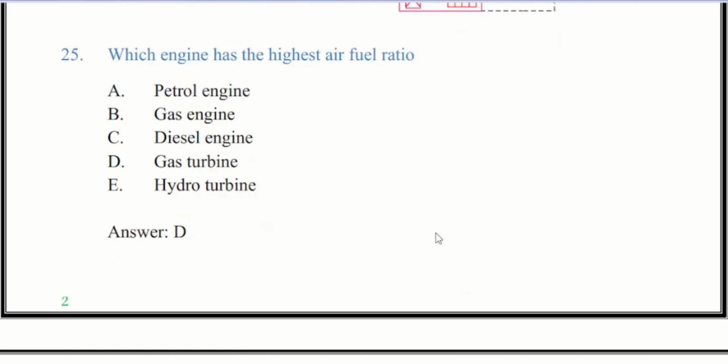Now we come to question number 25. Which engine has the highest air-fuel ratio? There are four options. The correct answer is D, gas turbine.